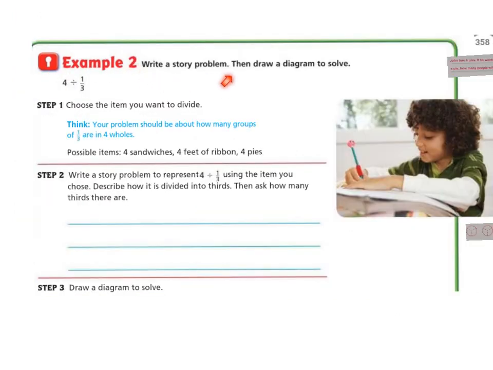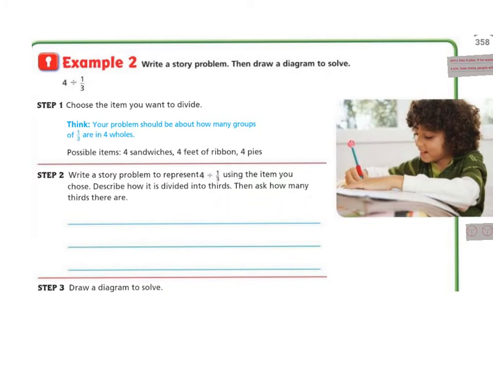Example 2. We're going to write a story problem and then draw a diagram to solve. So we have 4 divided by 1/3. Step 1, choose an item that you would like to divide. So let's think. Your problem should be about how many groups of 1/3 are in 4 wholes. The possible items could be 4 sandwiches, 4 feet of ribbon, 4 pies, something that you want to divide. Step 2, write a story problem to represent 4 divided by 1/3 using the item that you chose. Describe how it is divided into thirds and then ask how many thirds there are.